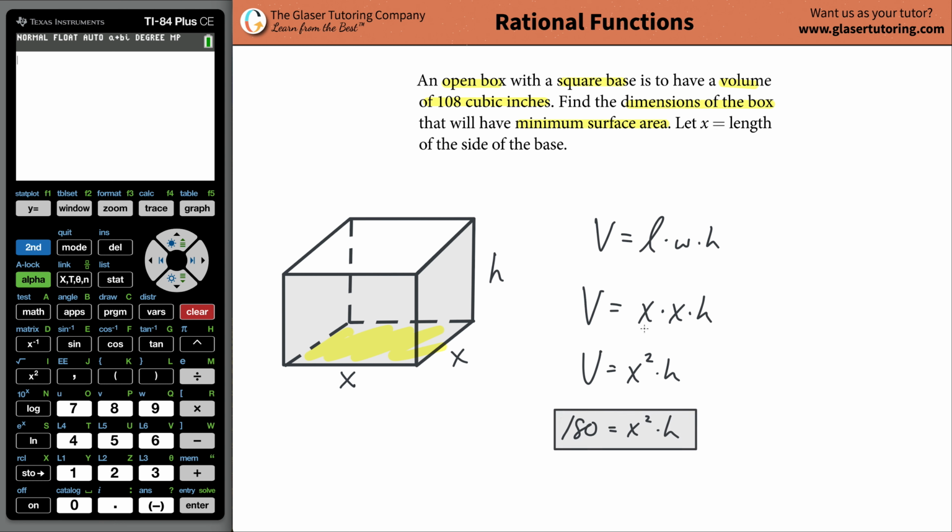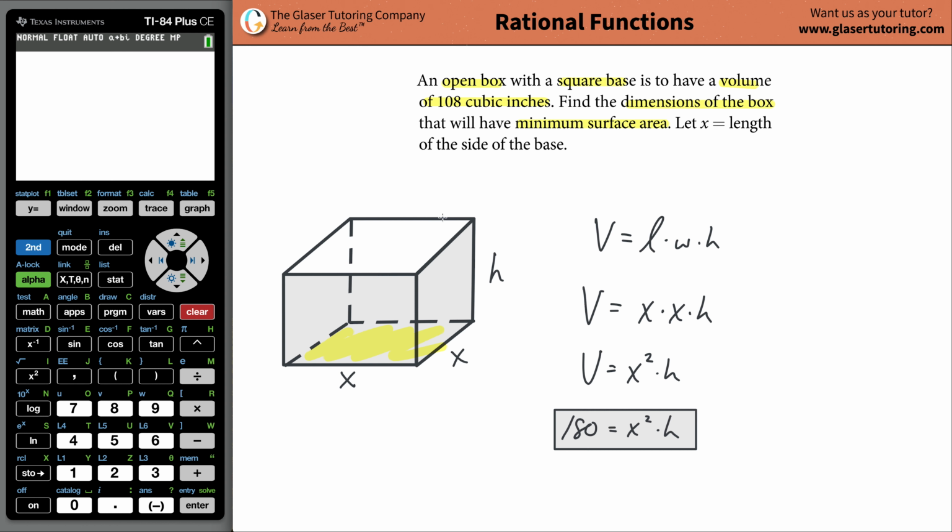So I move on to the next thing, and they're talking about minimum surface area. How am I going to do that? Well, don't focus on minimum. Just focus on surface area first. We found a function for the volume of the box, and now I want to find a function for the surface area of this box.